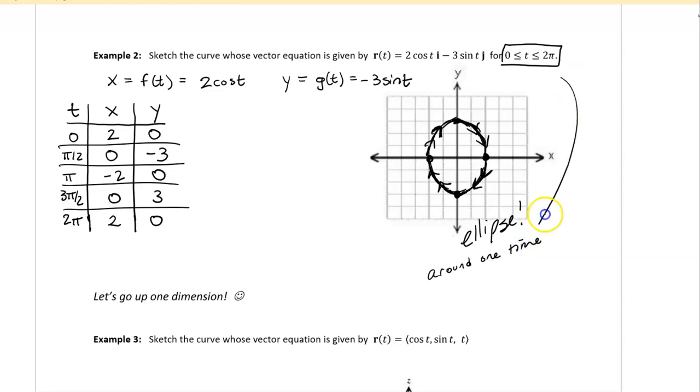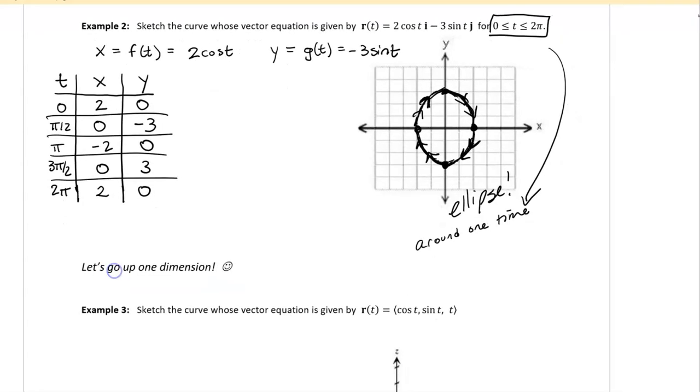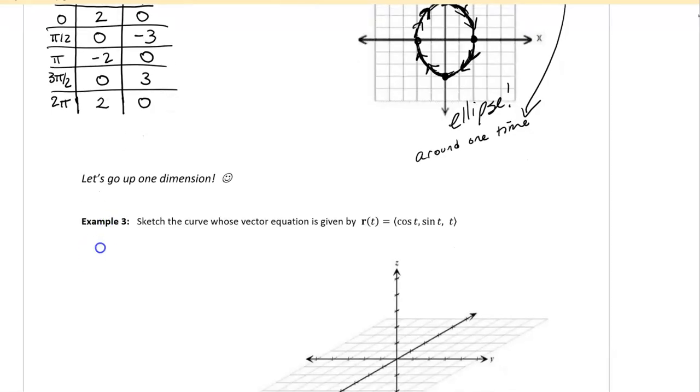Because of the domain restriction, we're going to go clockwise from 2, 0 around back to 2, 0, but we're only going to travel once because of that domain restriction. All right, let's look at a space curve in 3 dimensions, the more interesting stuff.